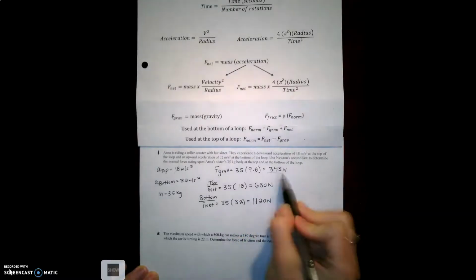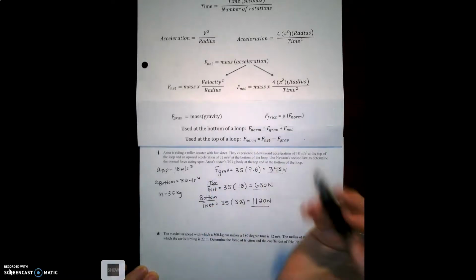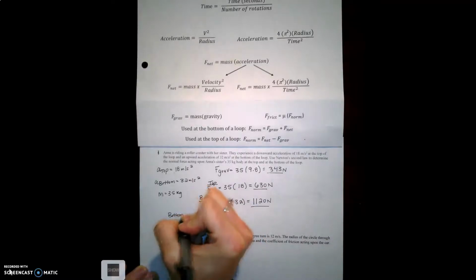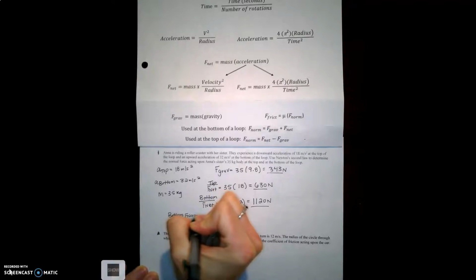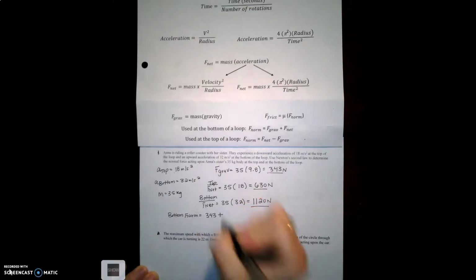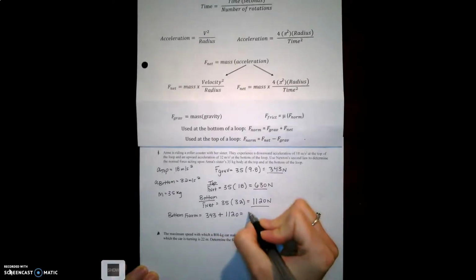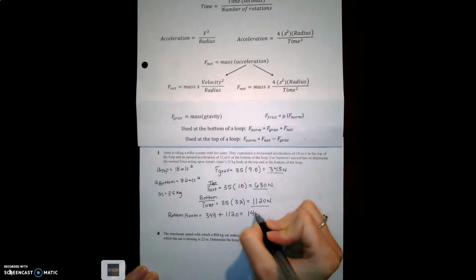So we found our force of gravity, our net force at the top, and our net force at the bottom. So now we're going to plug it into these two formulas. So this first one is for the bottom. The bottom normal force is going to be the force of gravity, which is 343, plus the net force. And again, make sure you're using the bottom net force. So that's going to be that 1,120. You're going to add those together to get 1,463.